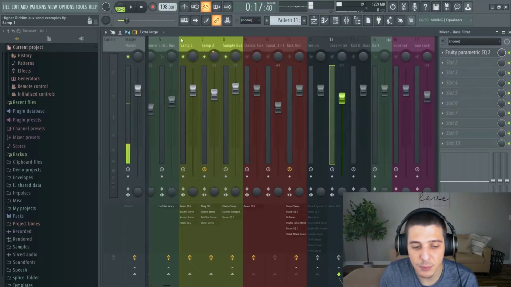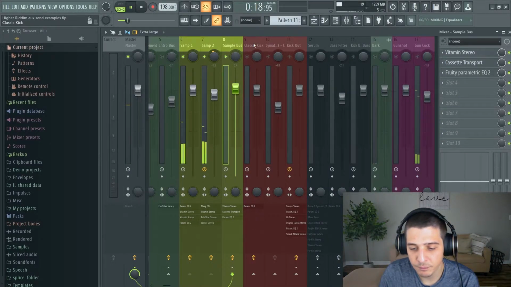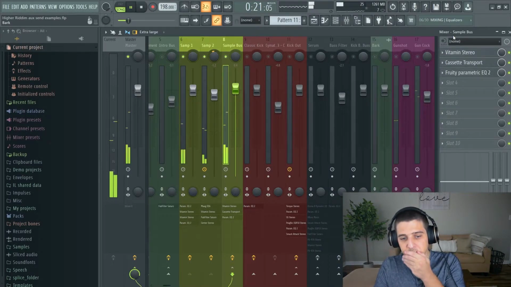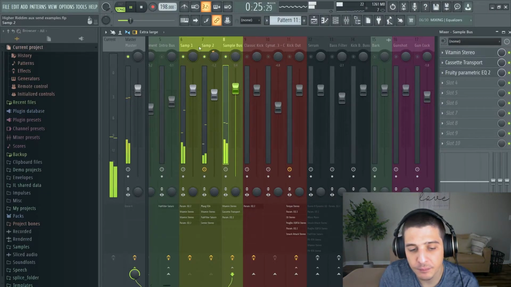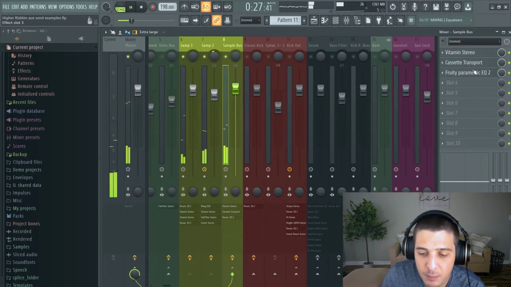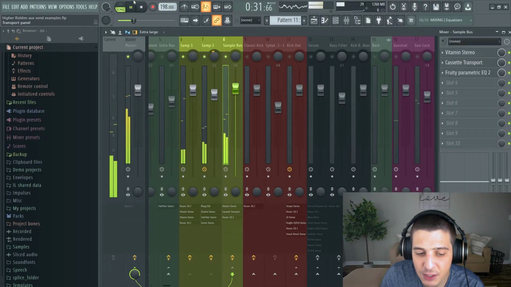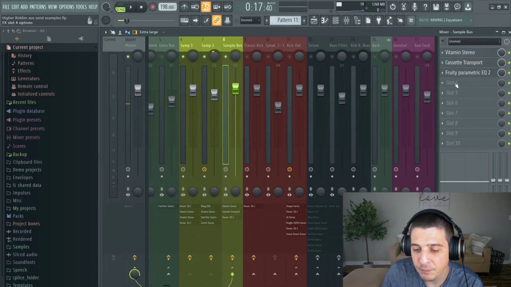So if we take a look in my DAW, I've got two samples here. And each one of these here on this right-hand side is a send. These are the signal being sent to an effect for it to return back into my mixer channel here.